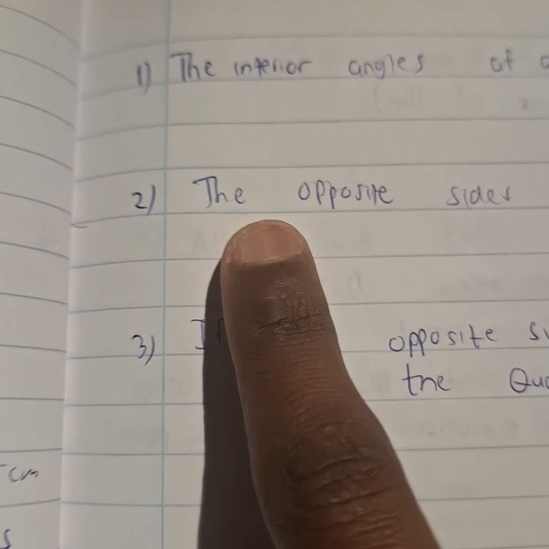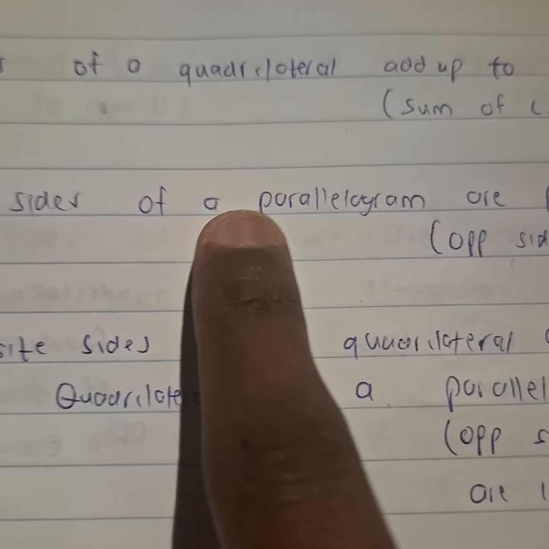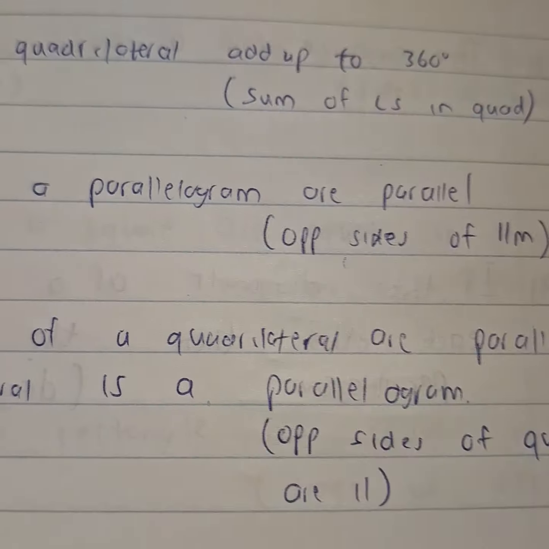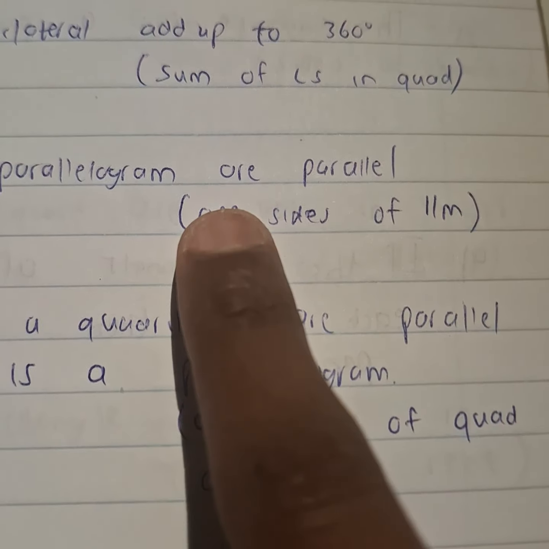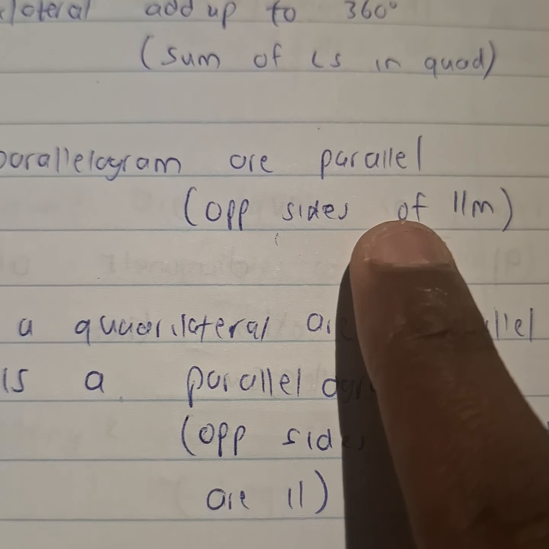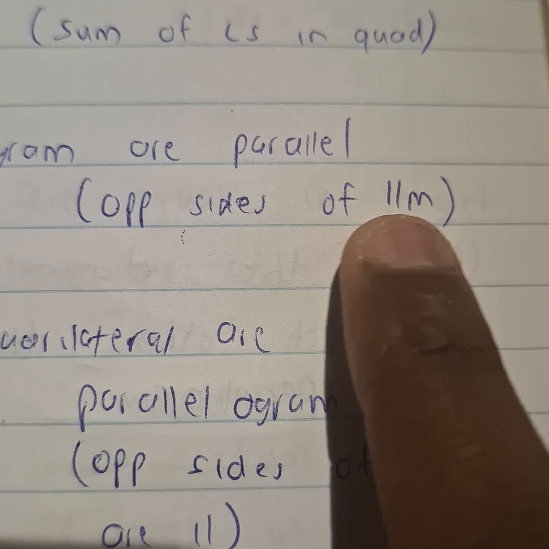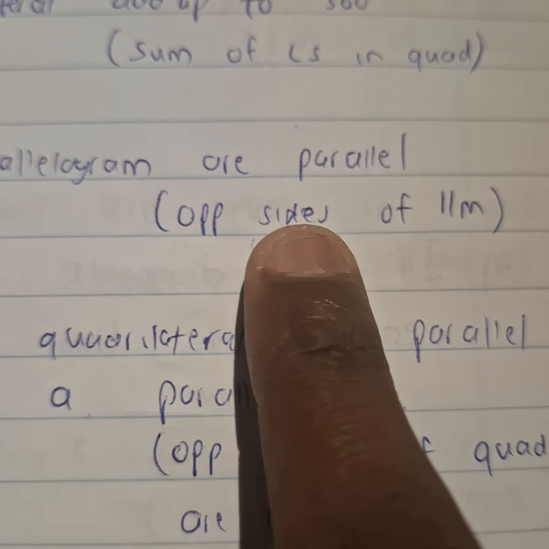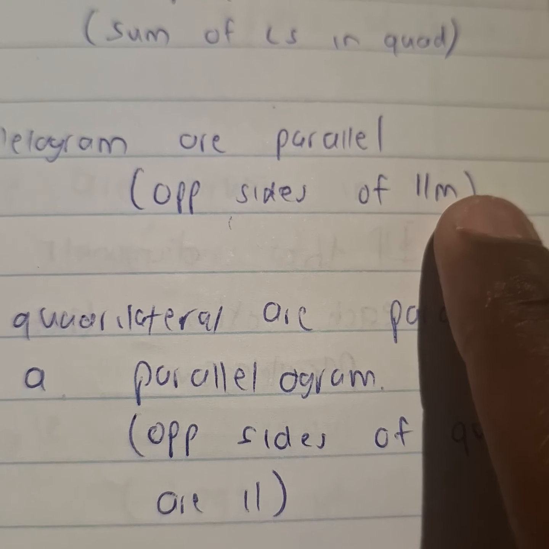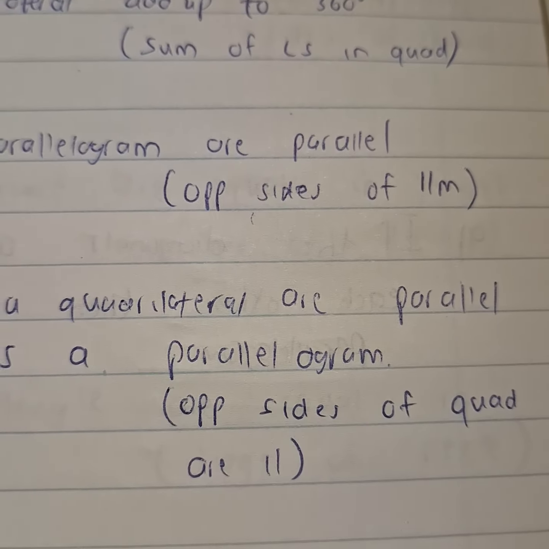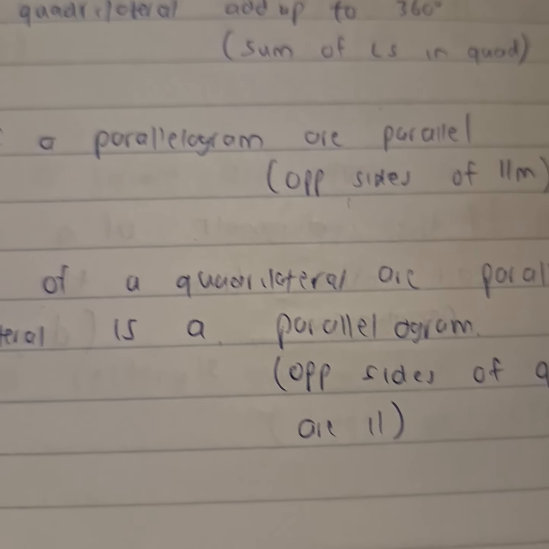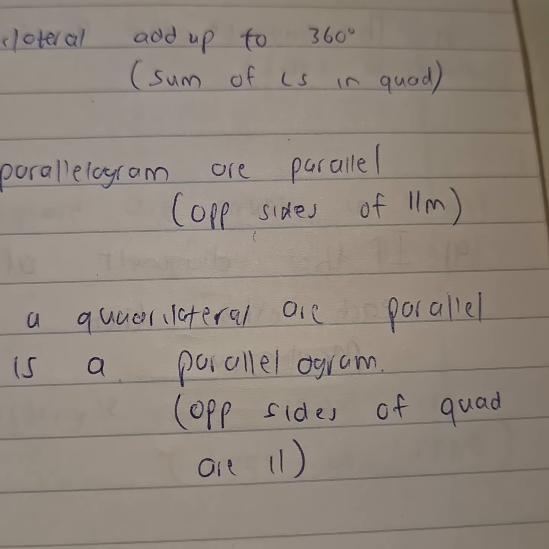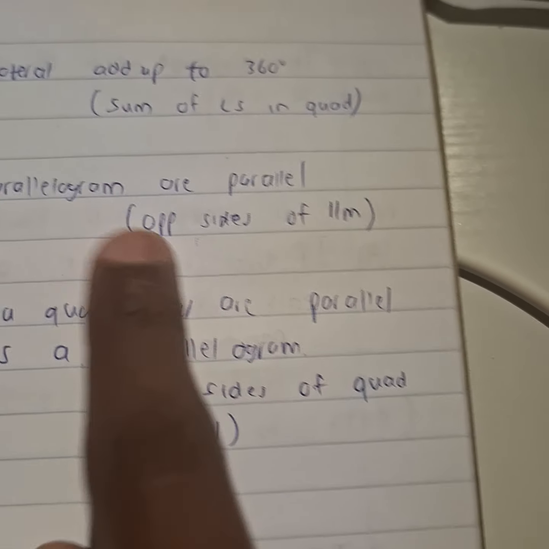Then the second statement, the opposite sides of a parallelogram are parallel. So the opposite sides of a parallelogram are actually what? They are parallel. So we can use op sides of, and then we can put these parallel lines with the M. Op sides of parallelogram. That's basically what we can use whenever we identify that the opposite sides of a particular parallelogram are parallel.